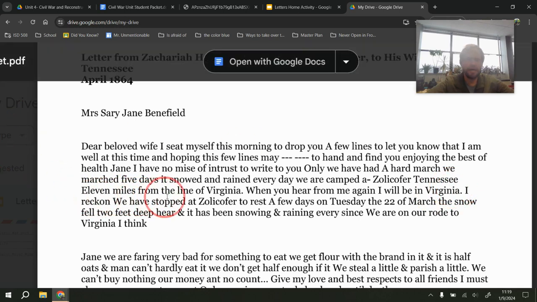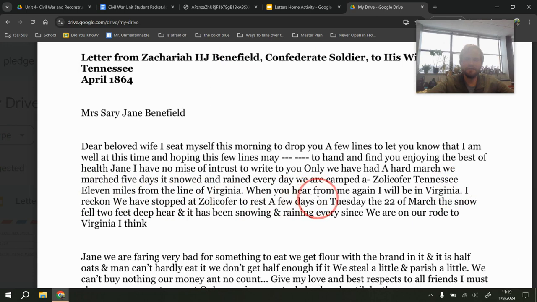I reckon that we have stopped at Zollicoffer to rest a few days on Tuesday, the 22nd of March. The snow fell 2 feet deep here, and it has been snowing and raining ever since. We are on our road to Virginia, I think.